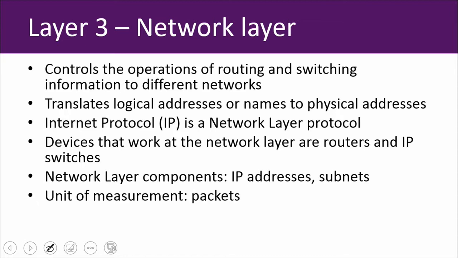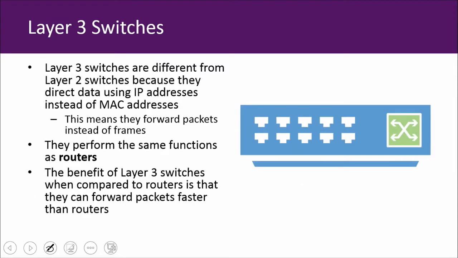And devices that work at the network layer are routers, and then layer 3 switches, which can also be called IP switches. Okay. There are a few different network layer components. You've got IP addresses and also subnets, which we featured in our last module. And the unit of measurement here is called a packet.